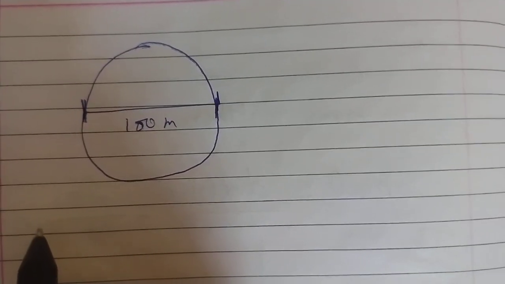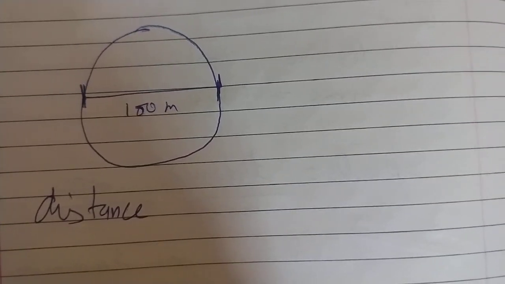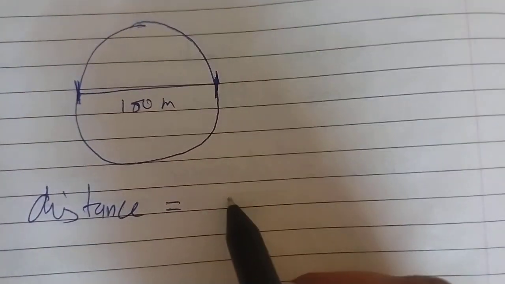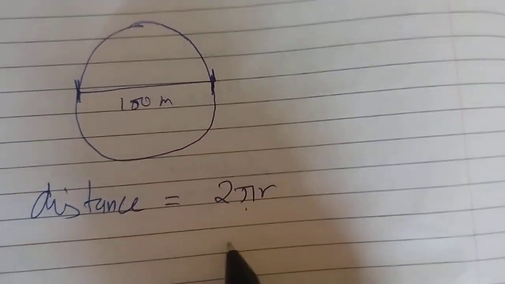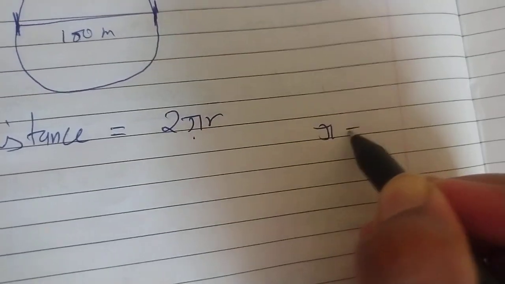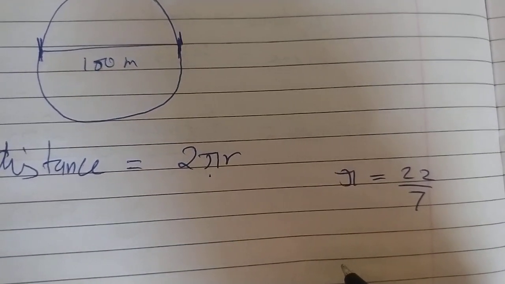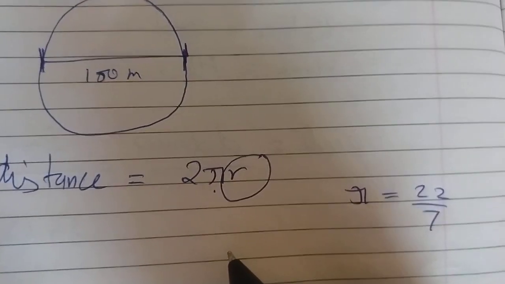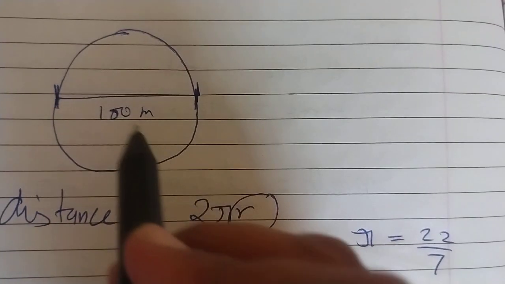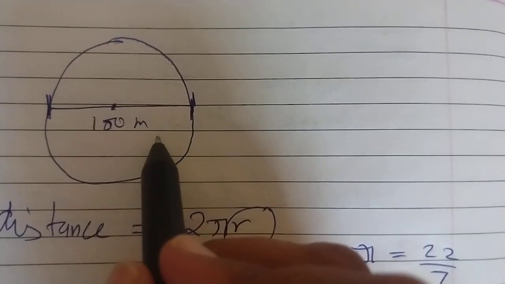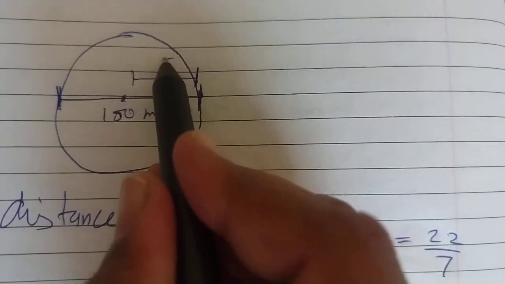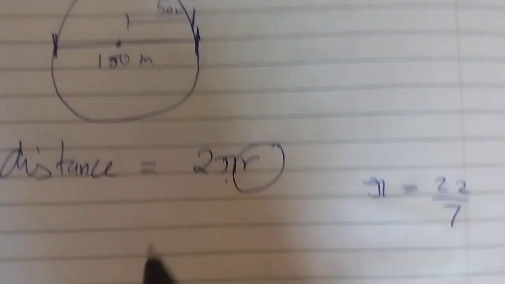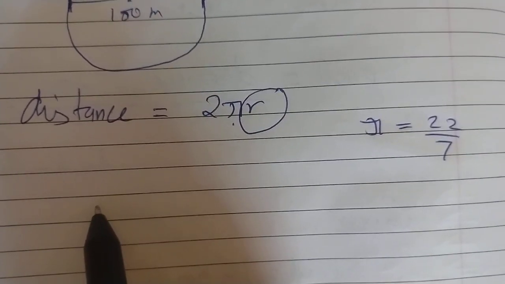First we are going to calculate the distance traveled by the person. How will you calculate the distance? We'll use the formula 2 pi r. We know that pi is equal to 22 upon 7, and r stands for radius. We know that the diameter is 100 meter, so the radius will be half of the diameter. So the radius is 50 meter here. So we have our values and we can calculate.